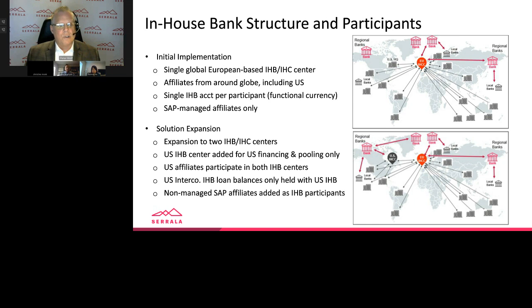So the U.S. entities don't actually have to hold accounts at the European bank center, but the European bank center would do the processing ultimately on behalf of the U.S. bank center, which is doing it on behalf of the affiliate. At the end of the day, the end result is the same thing.